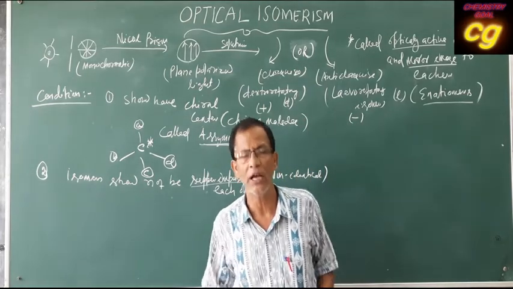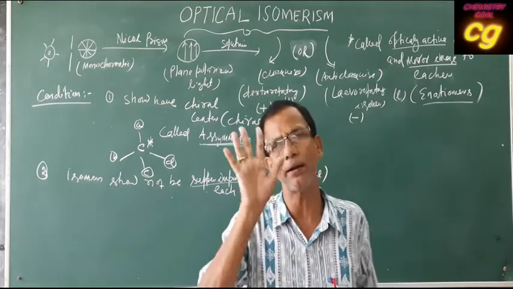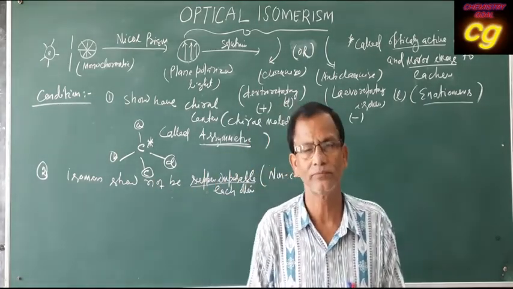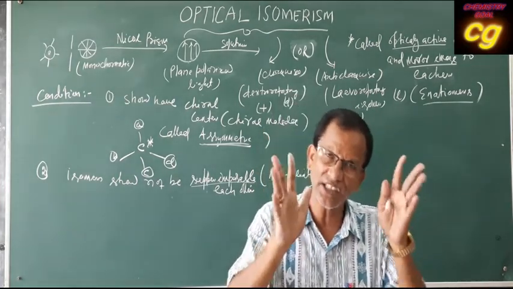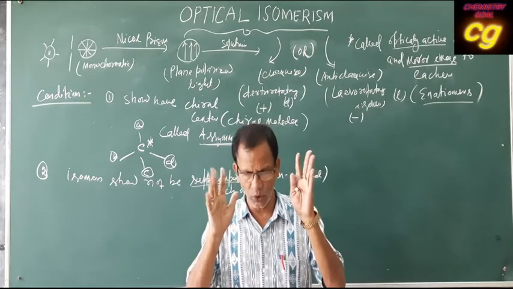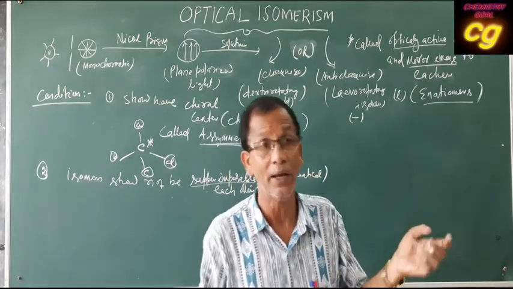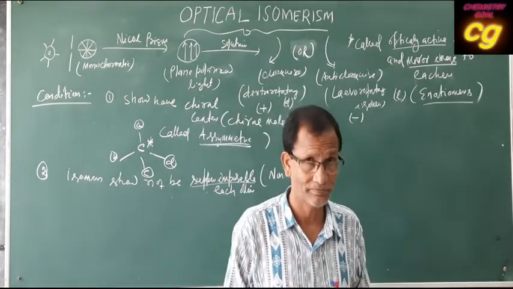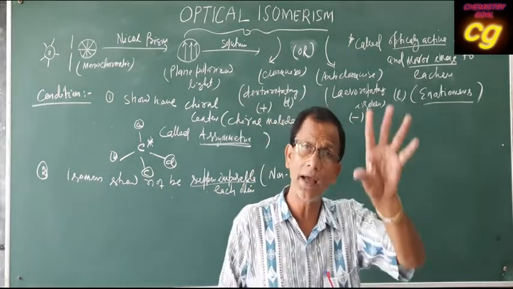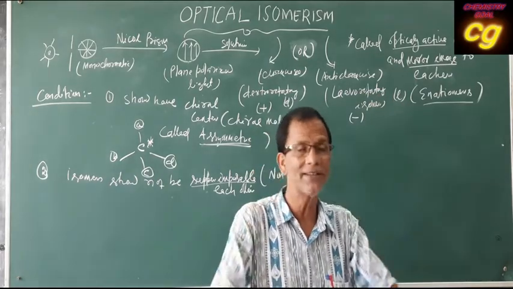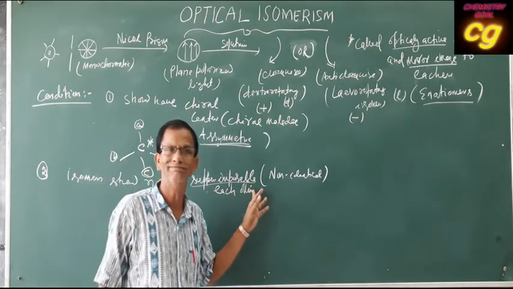For example, look at your palm. Your left palm and right palm are not identical. They are different in appearance. You can easily identify this is the left palm, this is your right palm, because they are different in structure. It may have 5 fingers, but the structure is different. That's why it is called non-superimposable.